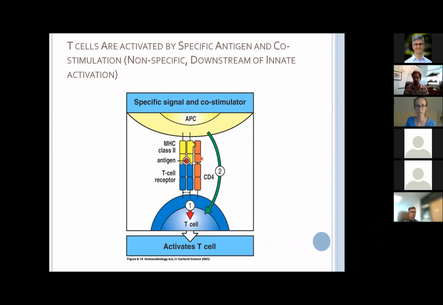And the T cell receptor will come along and look at that peptide. It will also look at the MHC molecule. So it sees them both at the same time, and that helps stabilize it. And if it sees the right combination, that's what activates the T cell.